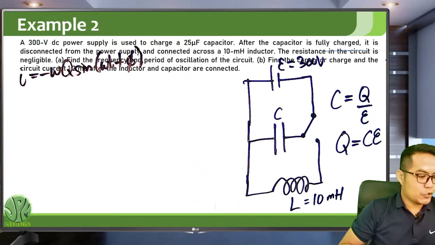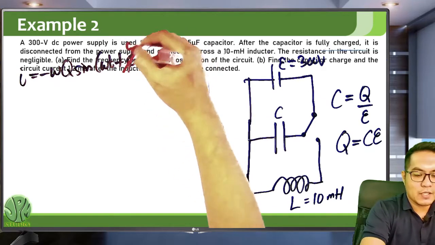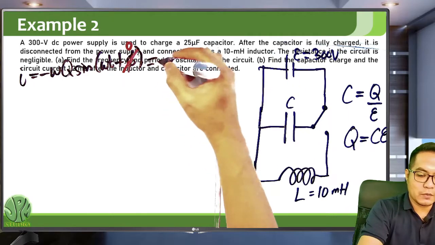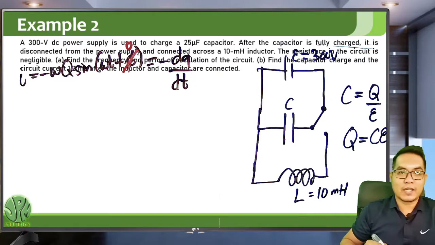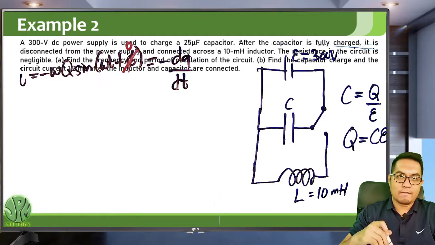So we will assume that the initial phase angle is 0, and this is actually equal to the negative dq dt. So that's the definition of current, right? Current is change in charge, dq dt. So it's negative because the charge is actually decreasing.